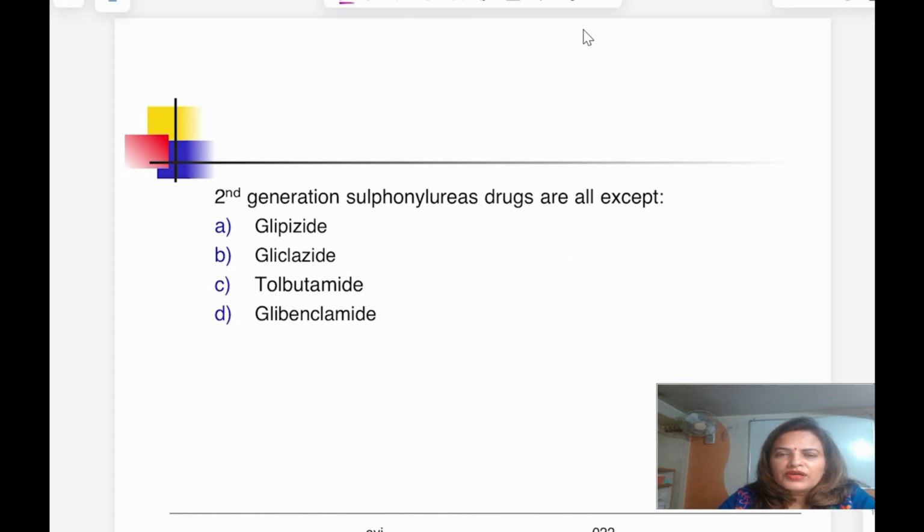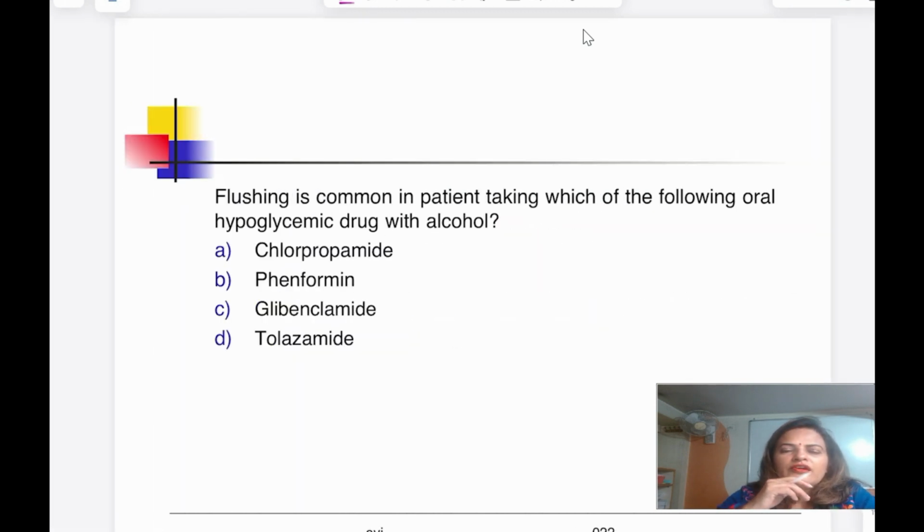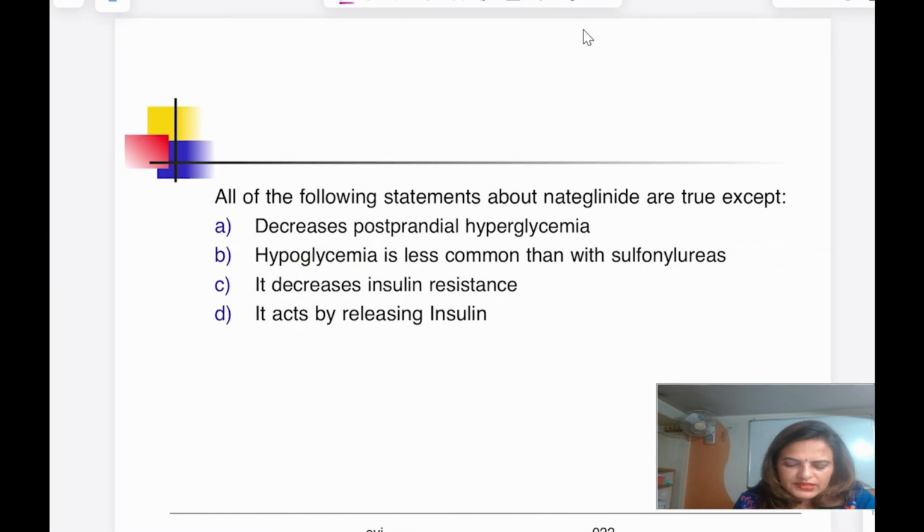Second generation sulfonylurea drugs are all: you must know the second-generation ones, this one, this one, this one. This one is a first generation. Flushing is common in patients taking which of the following oral hypoglycemic drugs? With alcohol, flushing is a disulfiram-like reaction. First generation gives us two, tolbutamide and chlorpropamide. In adverse effects, I have specially told about chlorpropamide. It shows cholestatic jaundice, it shows a disulfiram-like reaction, and it causes an increase in ADH release.